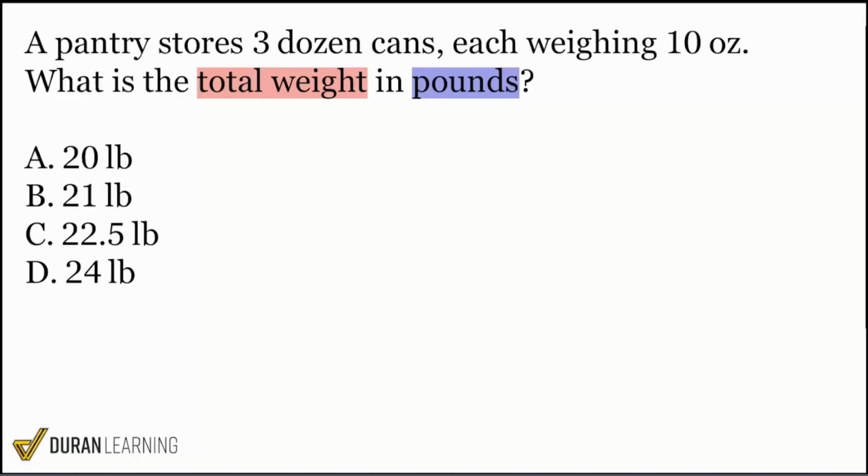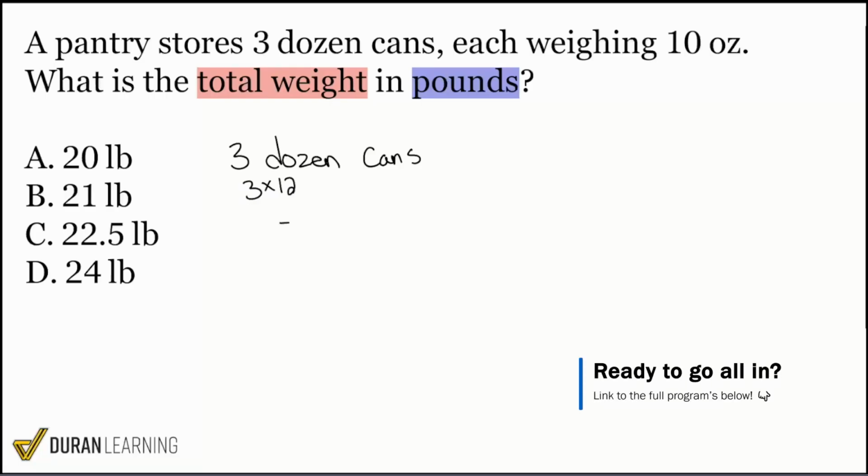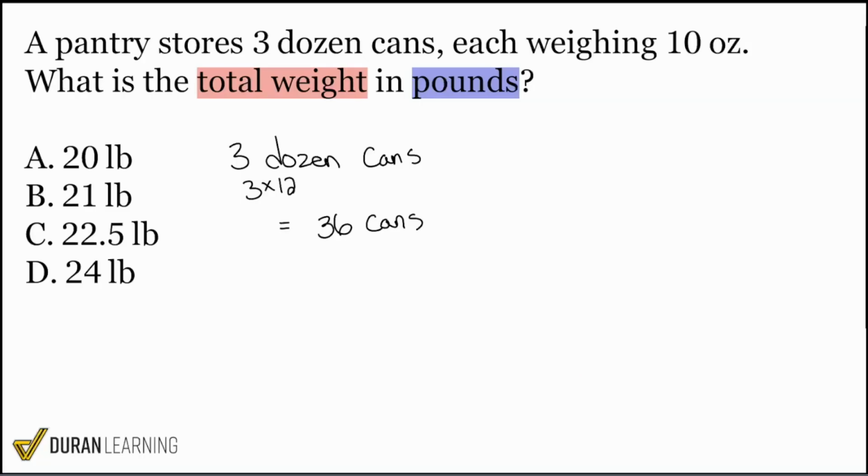So we have 3 dozen cans right over here. Everybody, how many is 3 dozen? Help me out there. Yeah, it's going to be 36 because remember, every dozen is 12. So we do 3 times 12, and that's going to give us 36 cans. We're not looking for the number of cans. We're looking for the weight of all of these cans together.